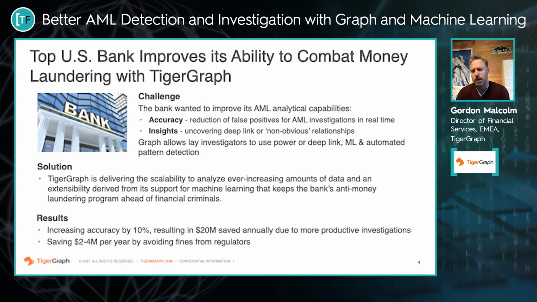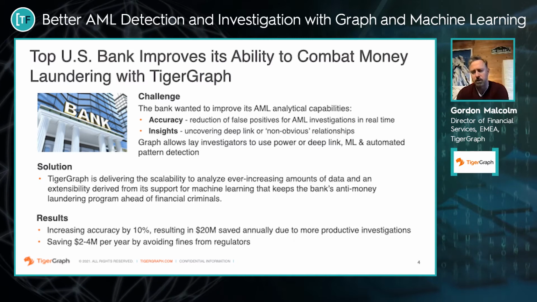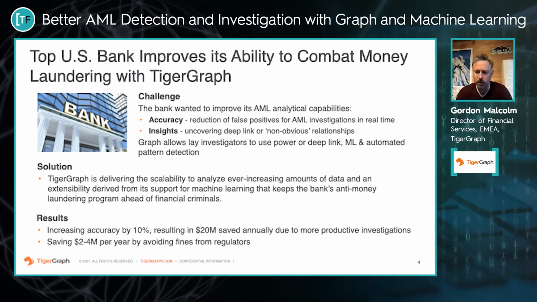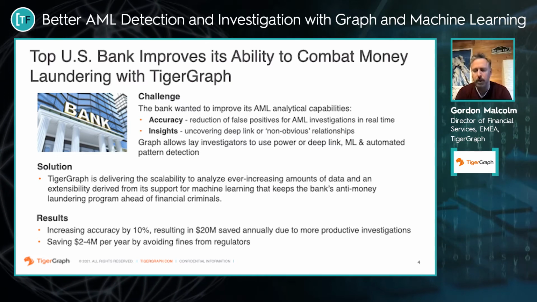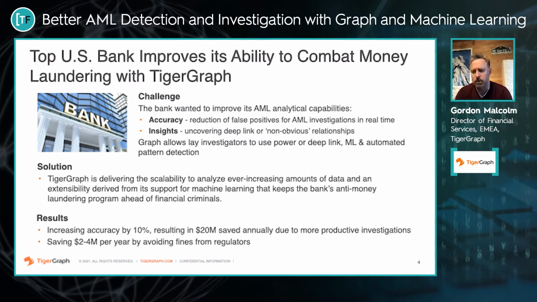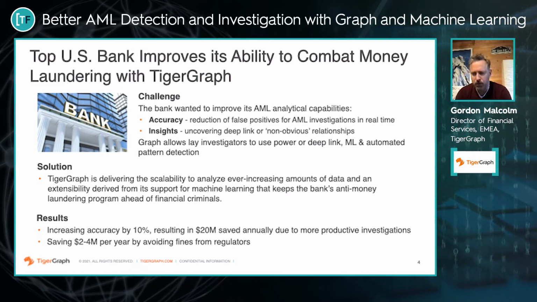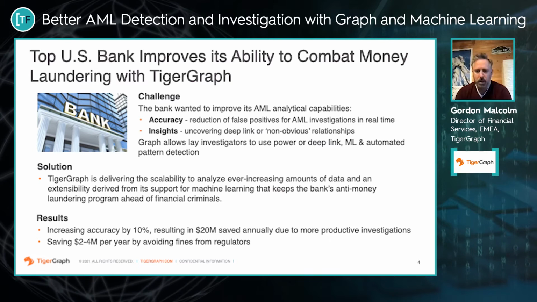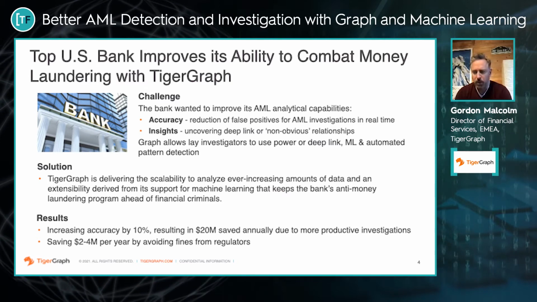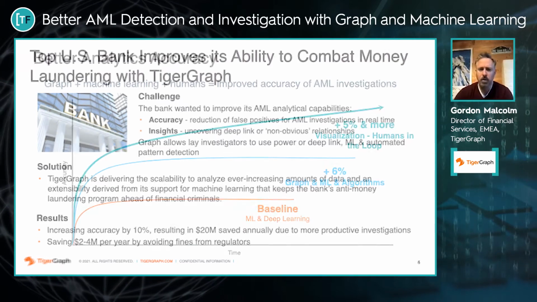So what I found interesting here is that a 10% increase in accuracy translates into $20 million in annual savings. Actual cost avoidance or potential fines is only 2 to 4 million. So clearly organizations are also protecting their brand reputation. And with TigerGraph, they're able to provide a more frictionless customer experience by reducing false positives and unwarranted investigations.